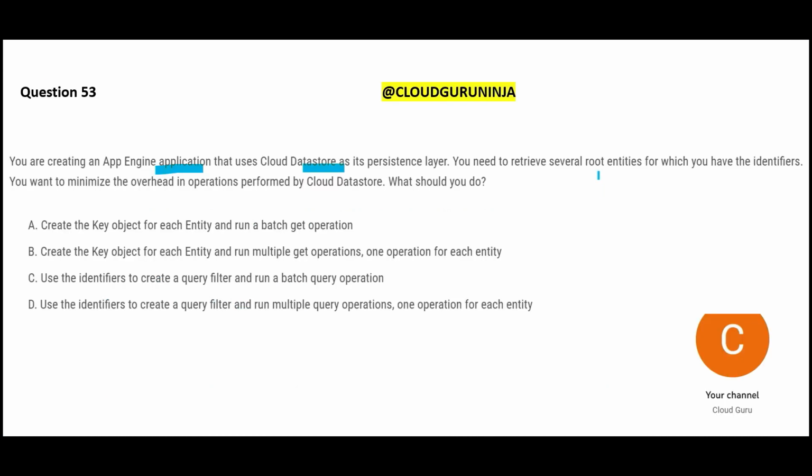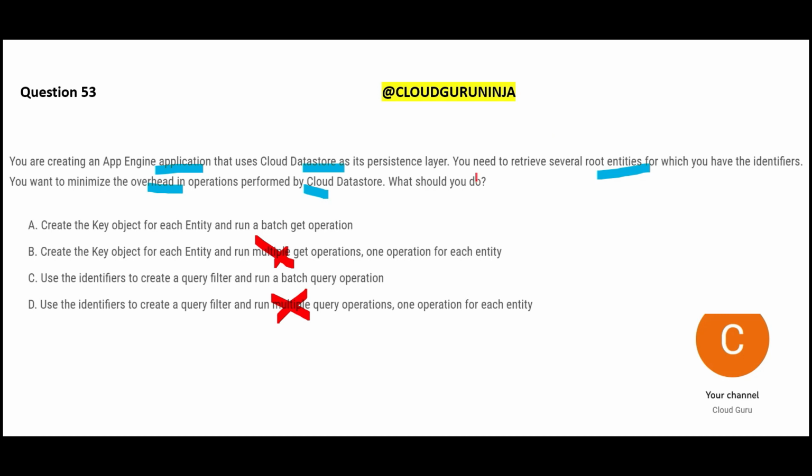So you want to retrieve several root entities and you want to minimize the overhead in operations on Cloud Datastore. You want to make sure that the overhead on operations is minimized. What will you do? The first thing, are you going to run multiple query operations when we are telling you to reduce operational overhead? Are you so numb that you will run multiple query operations? This is wrong. Run multiple get operations? This is also wrong. Now the question comes, option C.